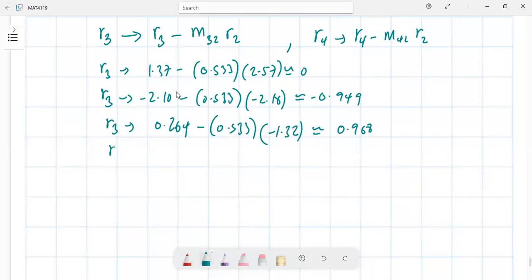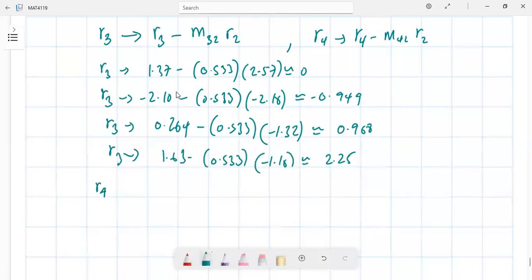Okay, so from row 3, we are trying to change this element, which is 1.63 minus 0.533 times the element above, which is negative 1.16, and this is approximately equal to 2.25. Okay, and then we go to row 4. So row 4, remember that you also have to do the same operation. So this is row 4.